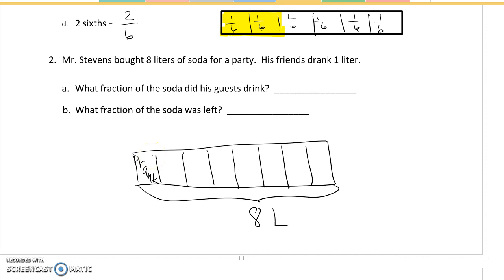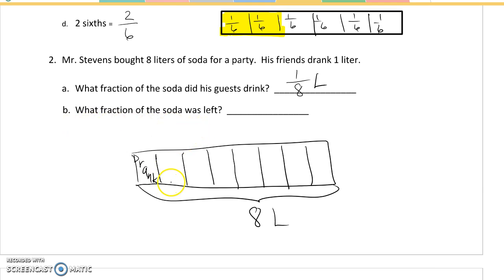And you might do this as you get older with your tape diagrams and pictures. So what fraction of the soda did his guests drink? Well, they drank 1 out of a total of 8, or 1/8 of a liter. So we're going to add that capital L to show our unit of measure, which is liters.